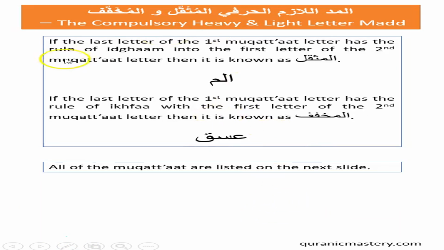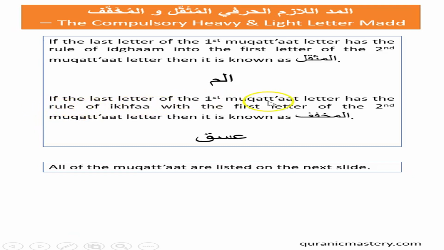If the last letter of the first muqatta'at letter has the rule of idgham into the first letter of the second muqatta'at letter, then it is known as muthaqqal. The example is alif lam mim, because the last letter of lam is mim and the first letter of mim is of course mim. Therefore it has idgham, and it has idgham with ghunna as well. So that's al-muthaqqal.